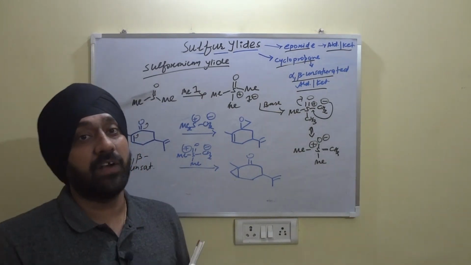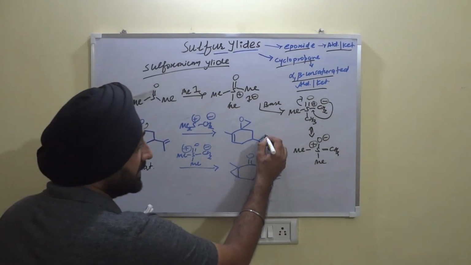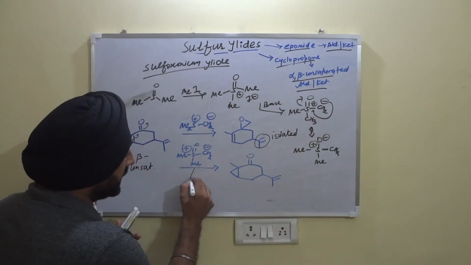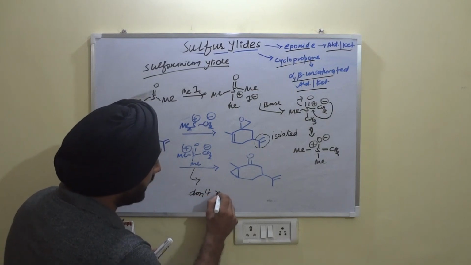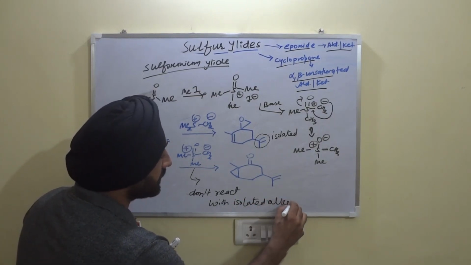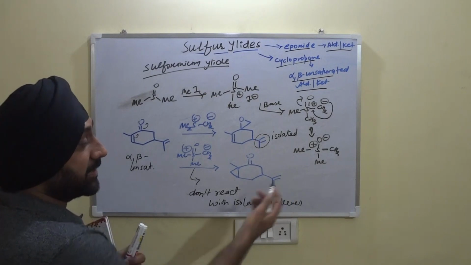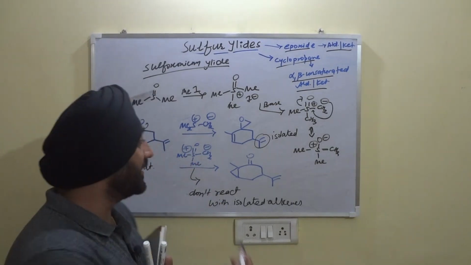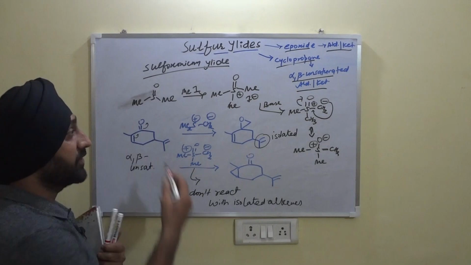Now one thing which we should be very careful of, and we should remember, is that such ylides do not react with an isolated double bond. This is an isolated double bond, so it does not react with dimethyl sulfoxonium ylides or stabilized ylide. They do not react with isolated alkenes. This is something we should always keep in mind. That is why the reaction only takes place at these two sides, whereas this side remains untouched. So we can also say that the dimethyl sulfoxonium ylide are chemoselective in nature. There are two double bonds. It selectively attacks this double bond which is in conjugation with the carbonyl.